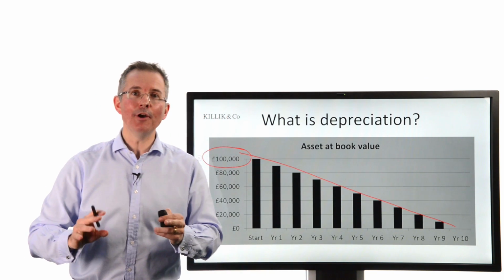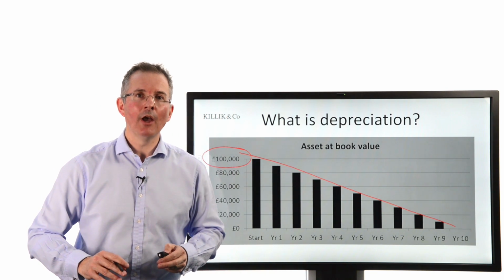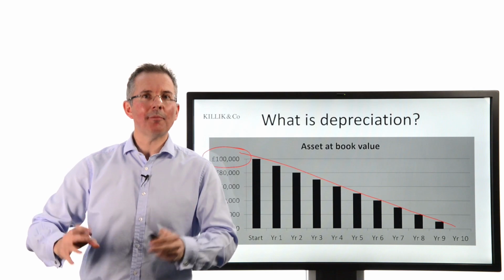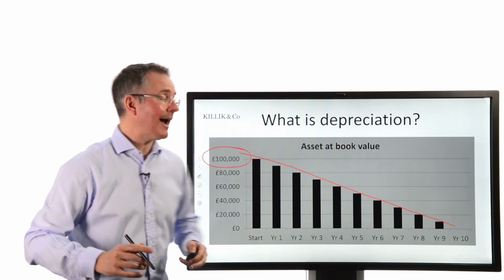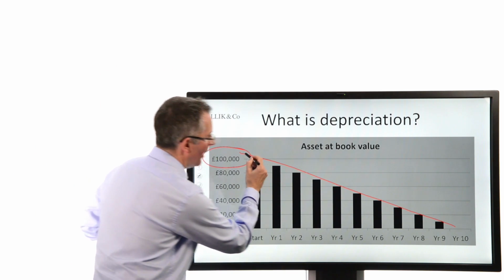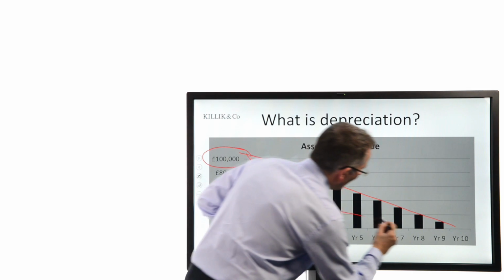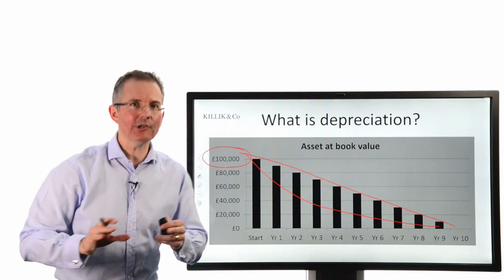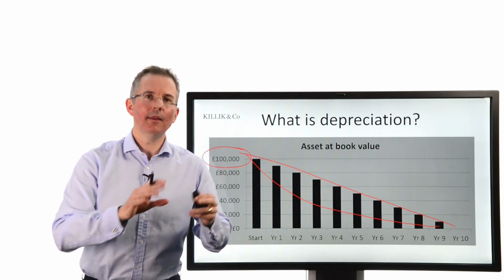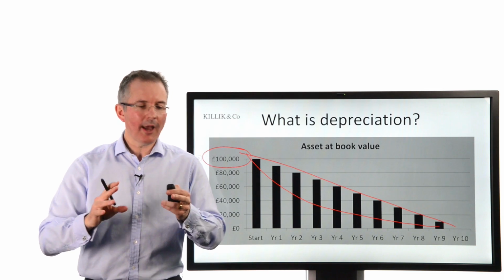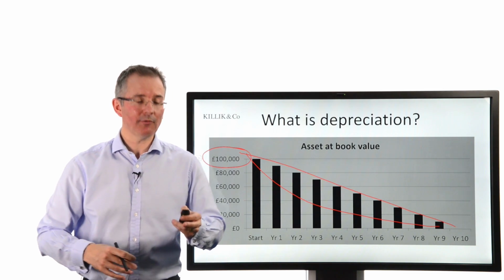There is another method called reducing balance that basically applies a percentage to the book value of the asset. The effect is to create almost a decline more like that, if you like. More depreciation in the early years, less in the later years. The point is all the time changing the profit figure that's being recorded.